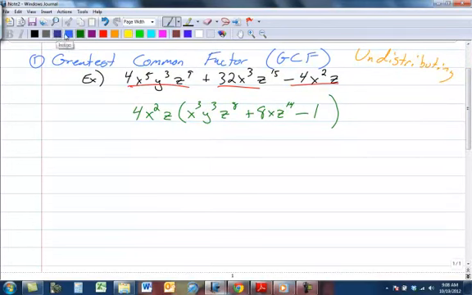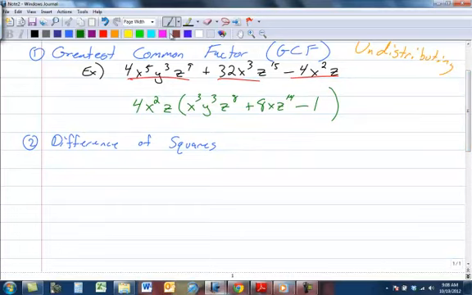The next one is called difference of squares. Difference of squares. Now, difference of squares is always going to be a common pattern. It's going to be a squared minus b squared. It's going to be 2 perfect squares that are being subtracted. Hence the name, difference of squares. Right? And that's going to factor to two sets of parentheses. It's going to factor to a plus b times a minus b.